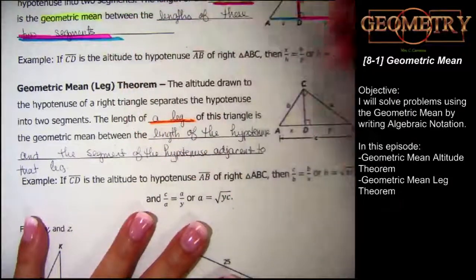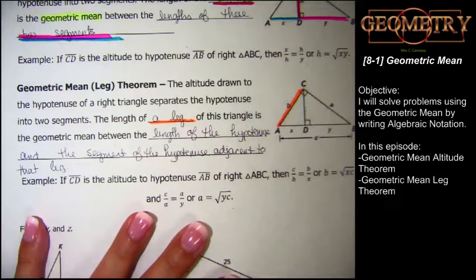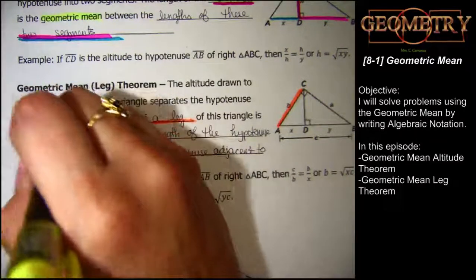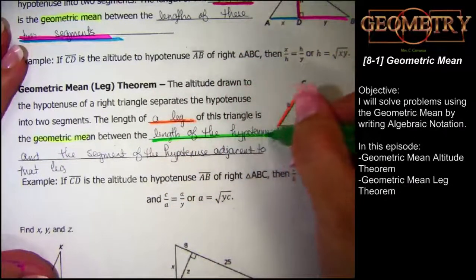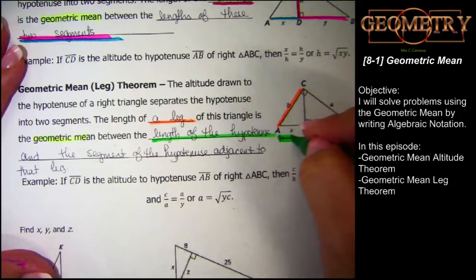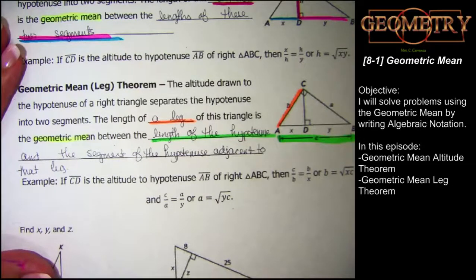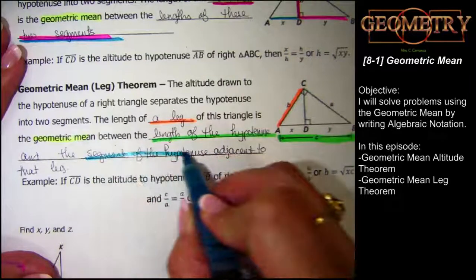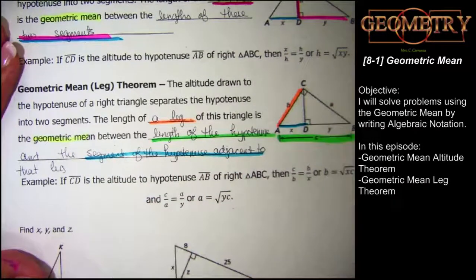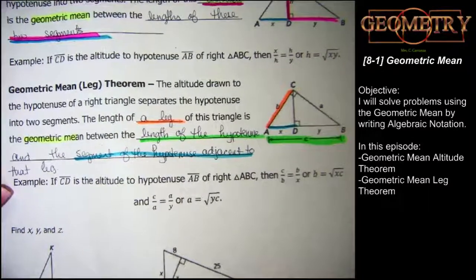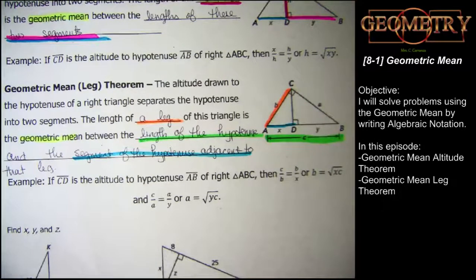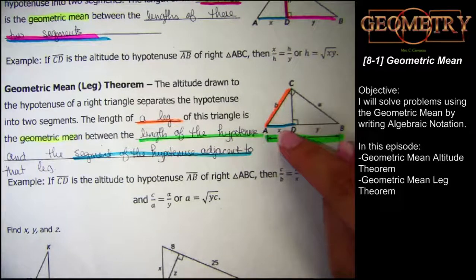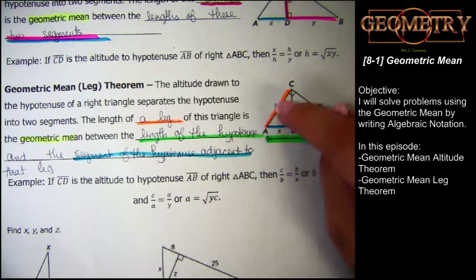A leg of this triangle is the geometric mean between the length of the entire hypotenuse and this piece of the hypotenuse that's next to that leg. So the measure of the leg is the geometric mean. Multiply them and take the square root. Between the entire hypotenuse of the right triangle and the little tiny piece of the hypotenuse that's touching the leg that we were looking at.